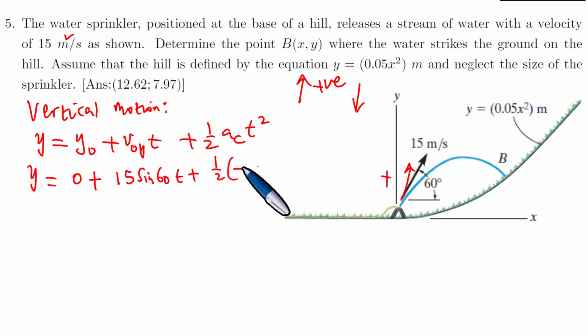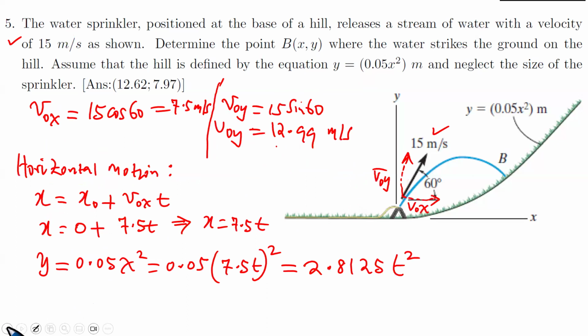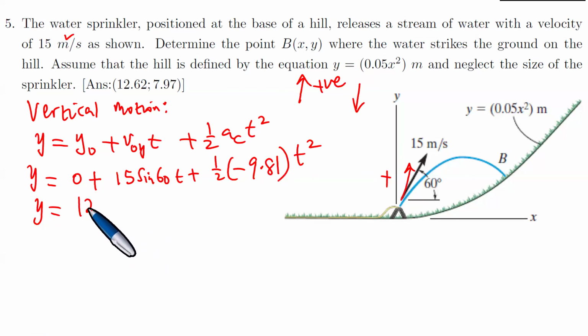So you're going to have minus 9.81. Obviously, we're looking at this in meters per second, but it can also be done in feet per second. Right, and with this determined, then this is exactly t squared like that. So we have this one, which is 12.99, for the 15 sine 60 is 12.99. So you're going to have 12.99 t, and we have this here.